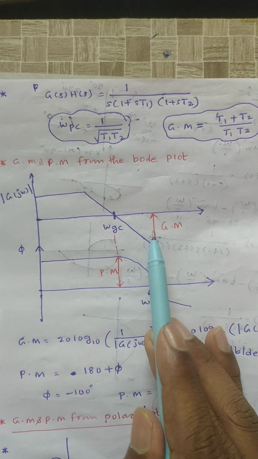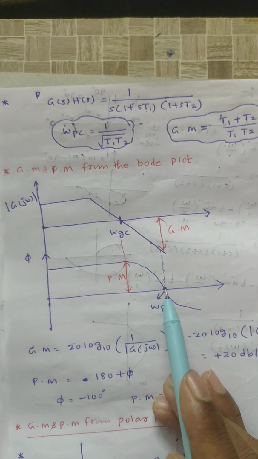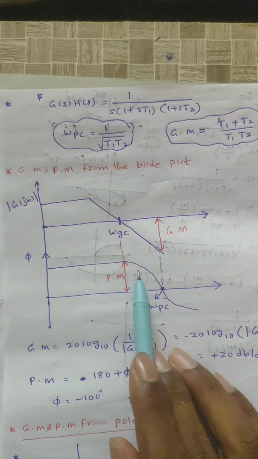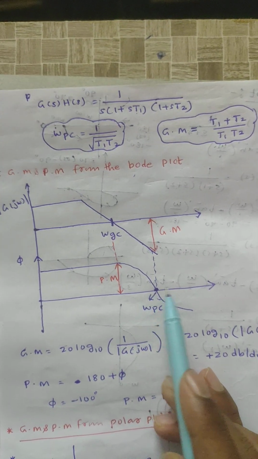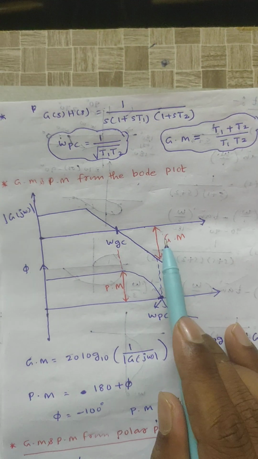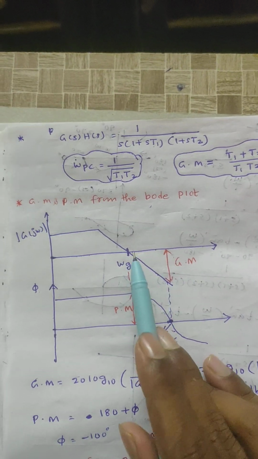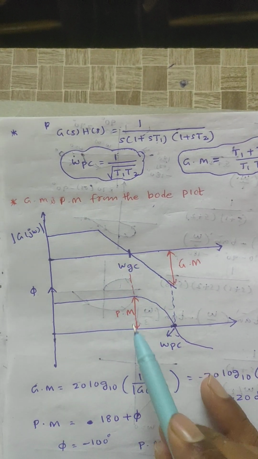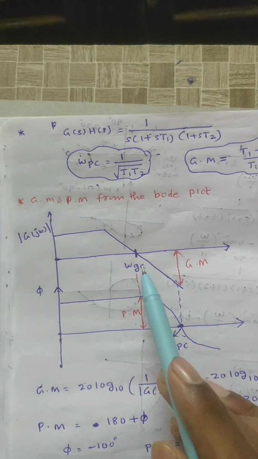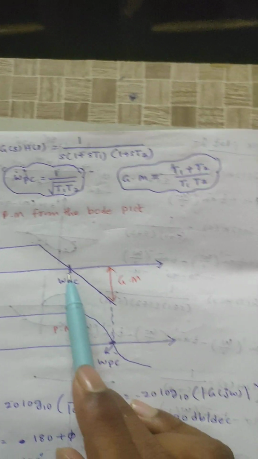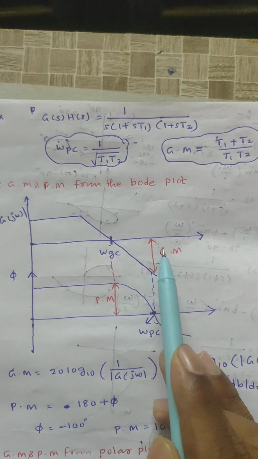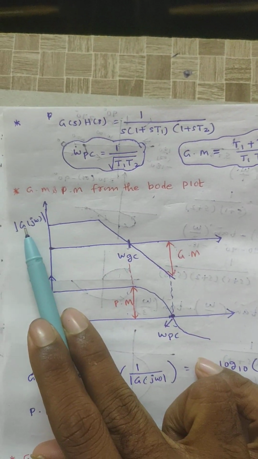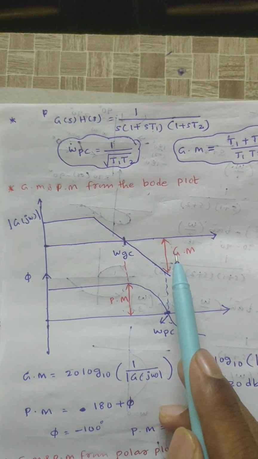Gain margin is always calculated at the phase crossover frequency, right? This is the phase angle, that means this is the phase crossover frequency. At this phase crossover frequency, we need to calculate gain margin. Similarly, phase margin is always calculated at the gain crossover frequency, right? See here, this is the magnitude of G(j omega), and this is the gain margin.